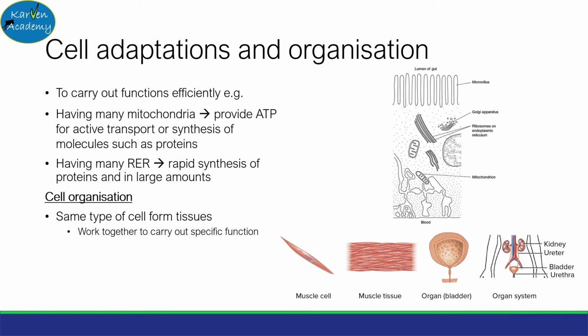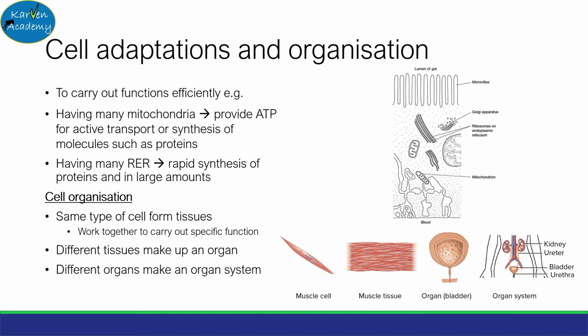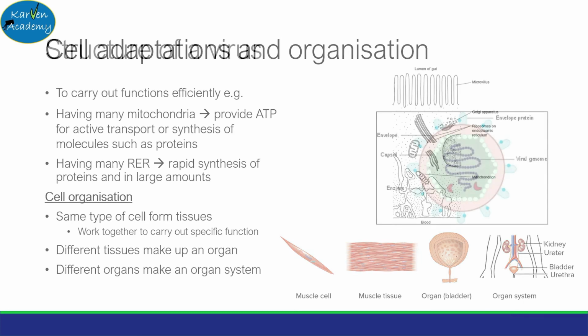In terms of cell organization, when the same type of cells work together, they form a tissue. Okay? And when different tissues work together, they form an organ. And different organs make up an organ system. Simple, right?